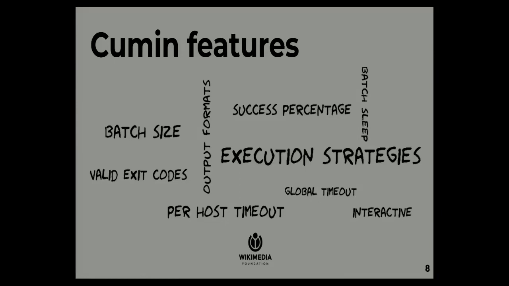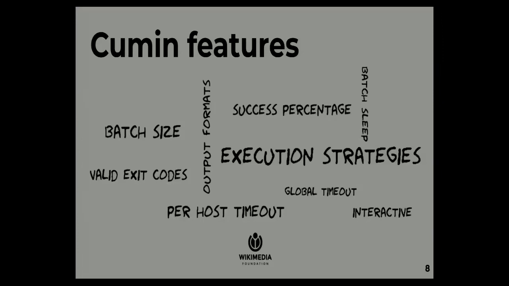Other small features are, for example, interactive mode. When you run Cumin, it will run normally, but in the end, instead of just exiting, it will drop you into a Python shell in which the results are already preloaded, and you can manipulate the results directly in a Python shell. That's pretty useful in some cases. And the other one is different output formats. By default, it just prints the output, but you can select a JSON or TXT format in which it will be printed in an easy way for post-processing with different tools.